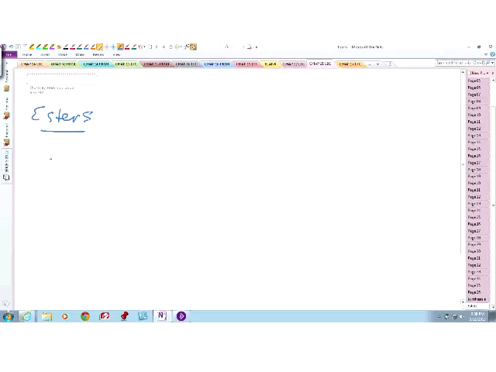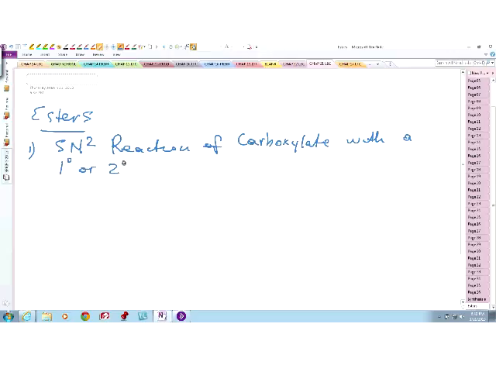For the esters, we have two methods. One is the SN2 reaction of a carboxylate with a primary or secondary substrate that contains a leaving group.